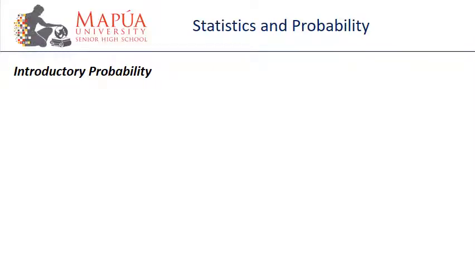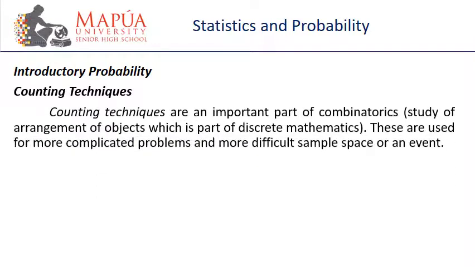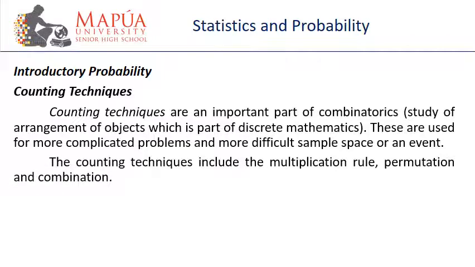Moving on to a new topic, we'll proceed with the counting techniques. Counting techniques are an important part of combinatorics. These are used for more complicated problems and more difficult sample spaces or events. The counting techniques include the multiplication rule, permutation, and combination.